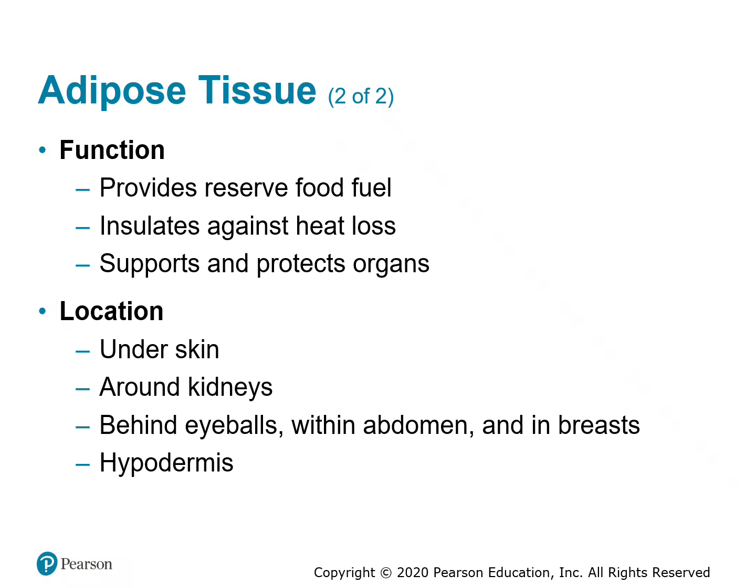So under the skin, around your kidneys. So when you get punched in the kidney, you don't like break your kidney, right? Behind your eyeballs, within your abdomen, in the breasts, and in the hypodermis. That's the layer underneath the epidermis and underneath the dermis. Okay. So basically, anywhere that you would find fat is where you will find these adipose tissues.